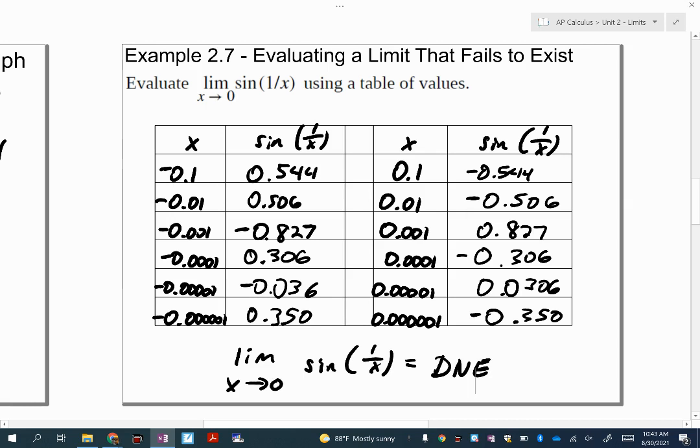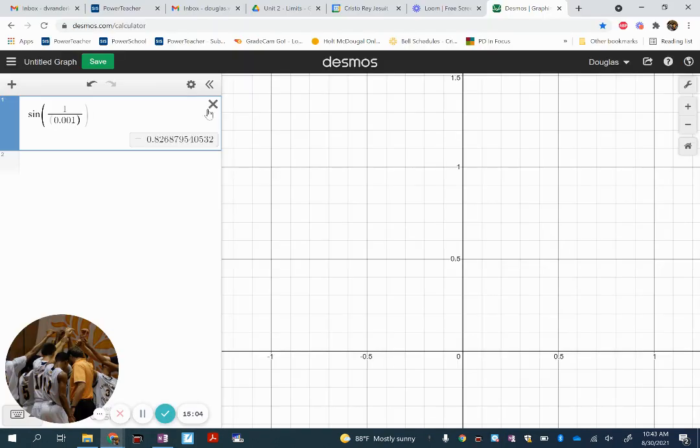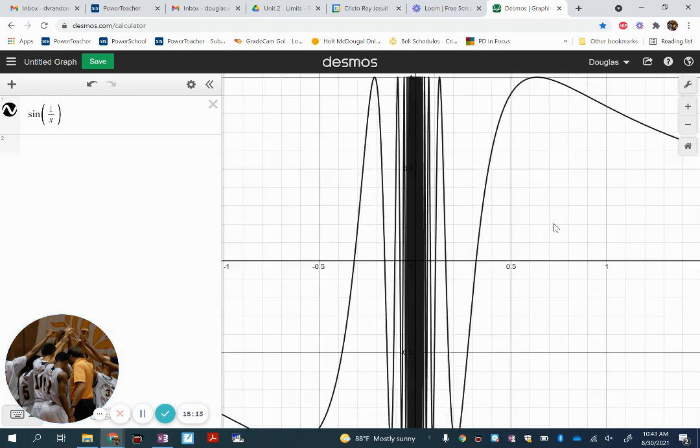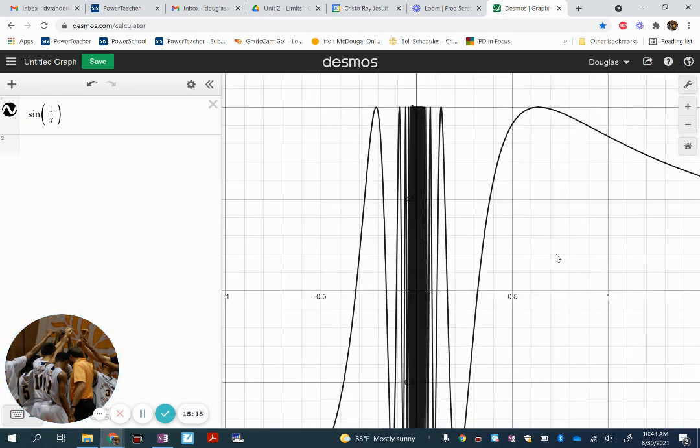And I'll show you briefly the graph of the sine of 1 over x so you can see. If I plot the sine of 1 over x and zoom in towards 0, it's hard to even tell what's happening there, but it's actually oscillating back and forth rapidly. So your y value is going up and down, up and down, up and down. So this never approaches a number, so that's why the limit does not exist.